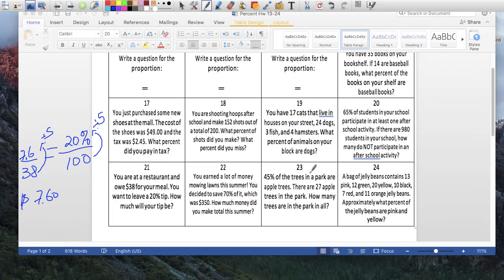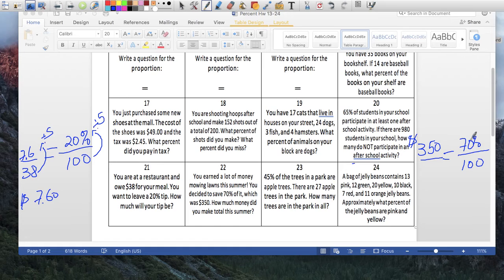22, you earned a lot of money mowing lawns this summer. You decide to save 70% of it, which was $350. How much money did you make in total? So here we're looking for the total. So 100%, you saved 70%, and the 70% meant that $350 went to your savings account. So we know how much you saved. So you saved $350 out of, what was your total? How much did you make over the summer?